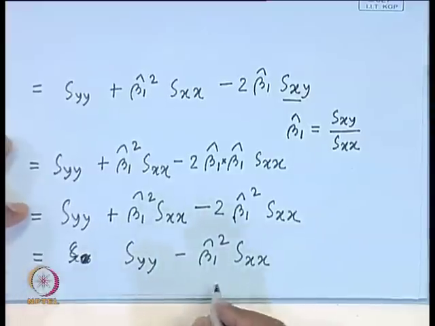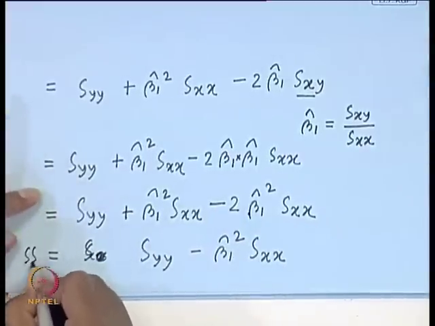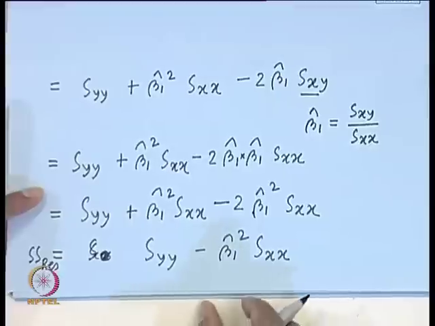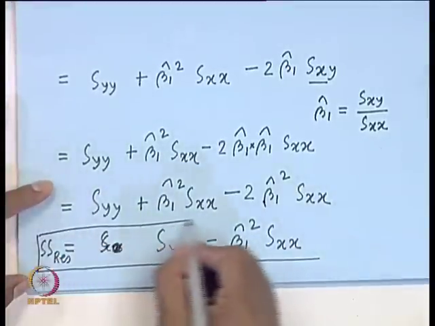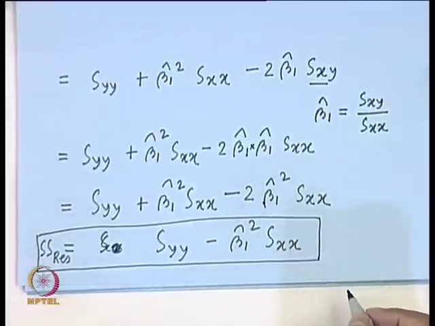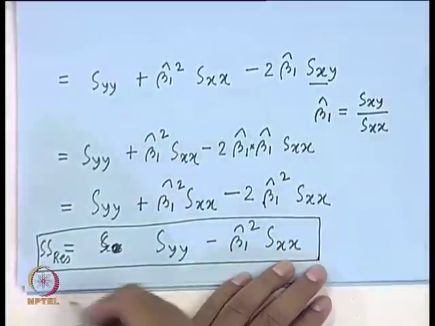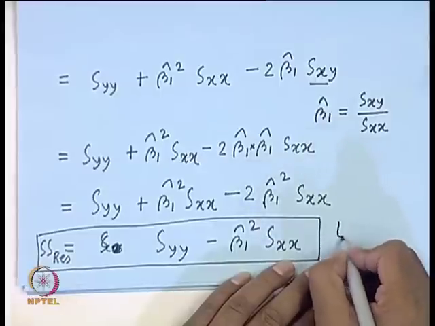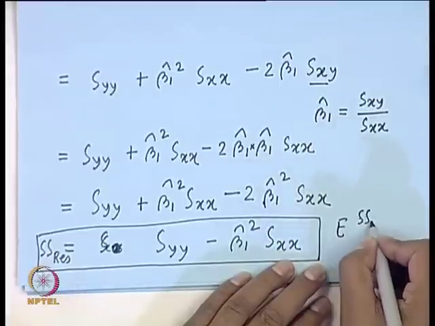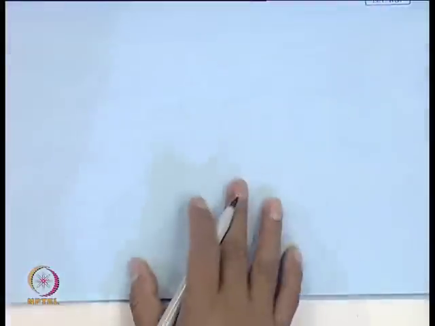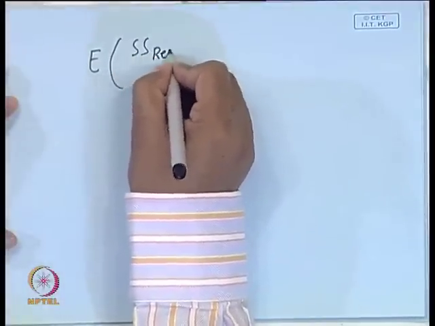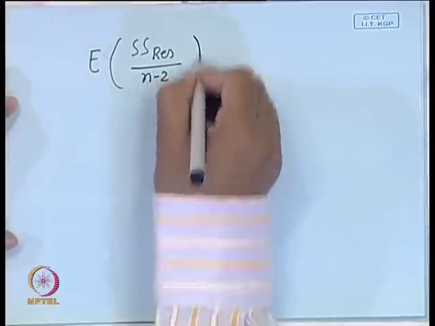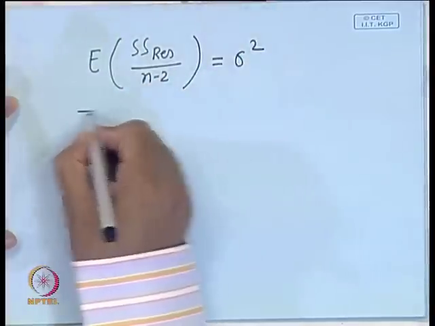So, this is the convenient form of SS residual, and we are going to use this one in the next class to prove that the expectation of SS residual by n minus 2 is equal to sigma square, because we need to find the expected value of this one. Well, so we will continue in the next class. Thank you.